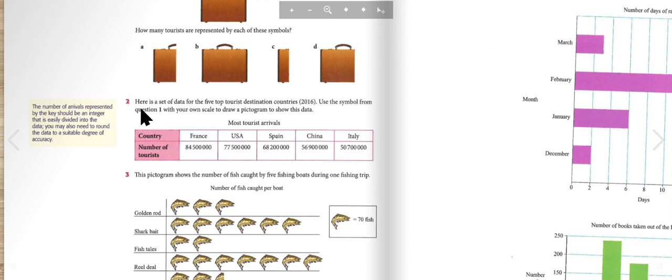Here is a set of data for the 5 top tourist destination countries in 2016. Use the symbol from question 1 with your own skill to draw a pictogram to show this data.